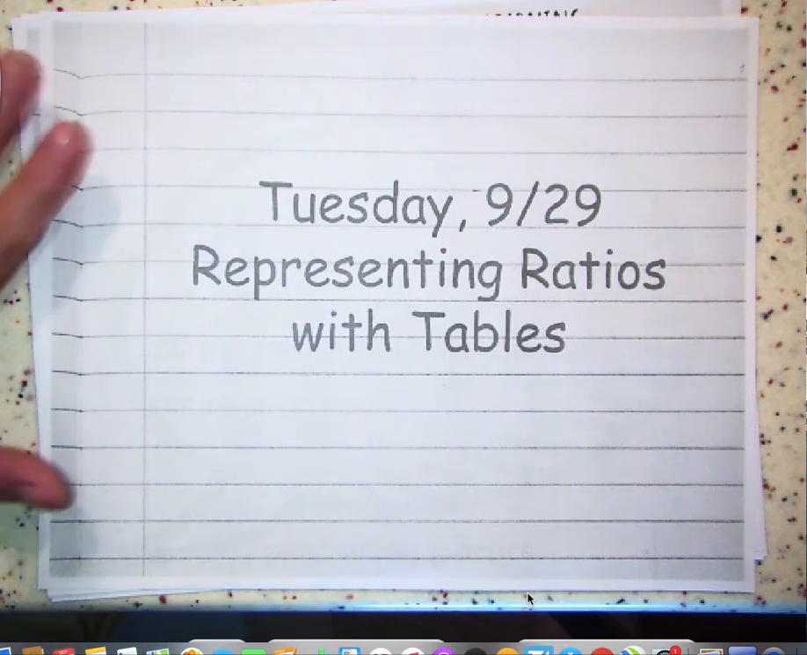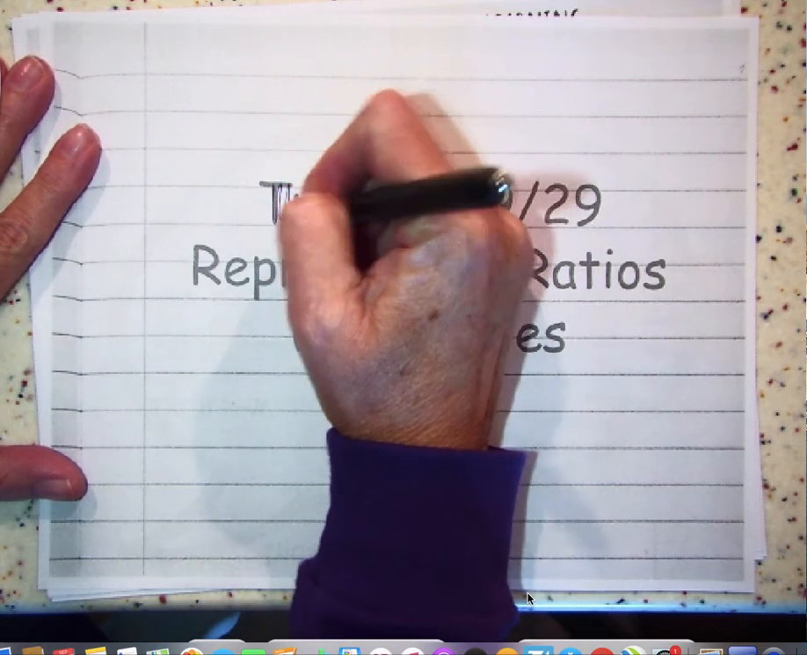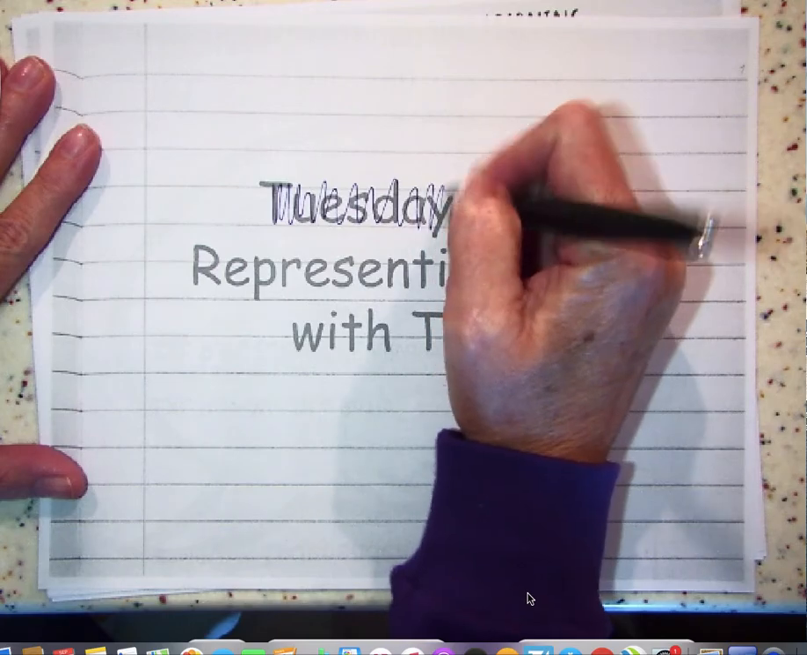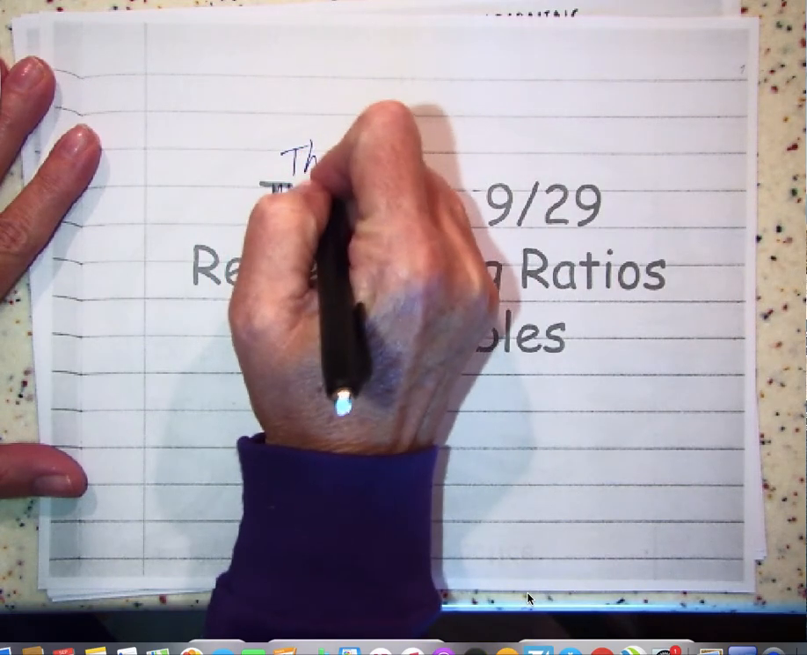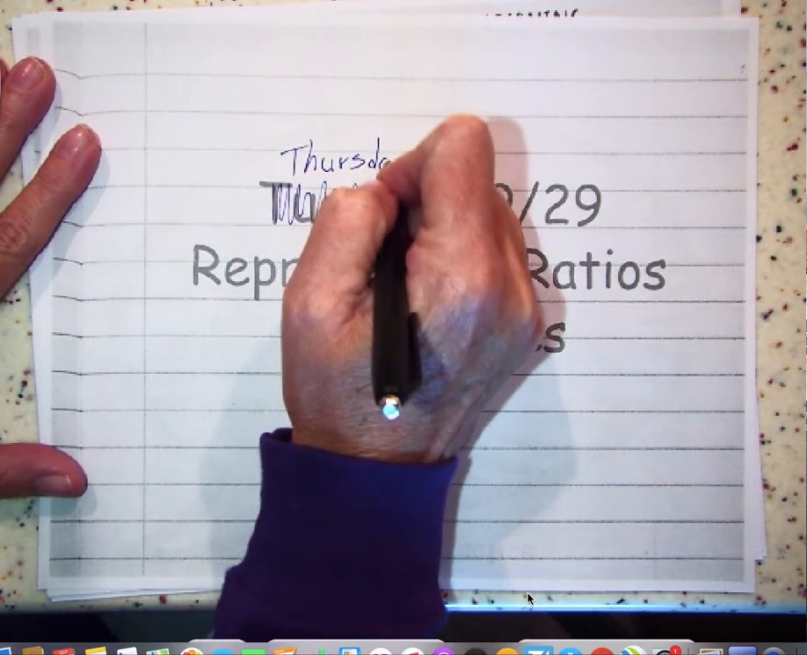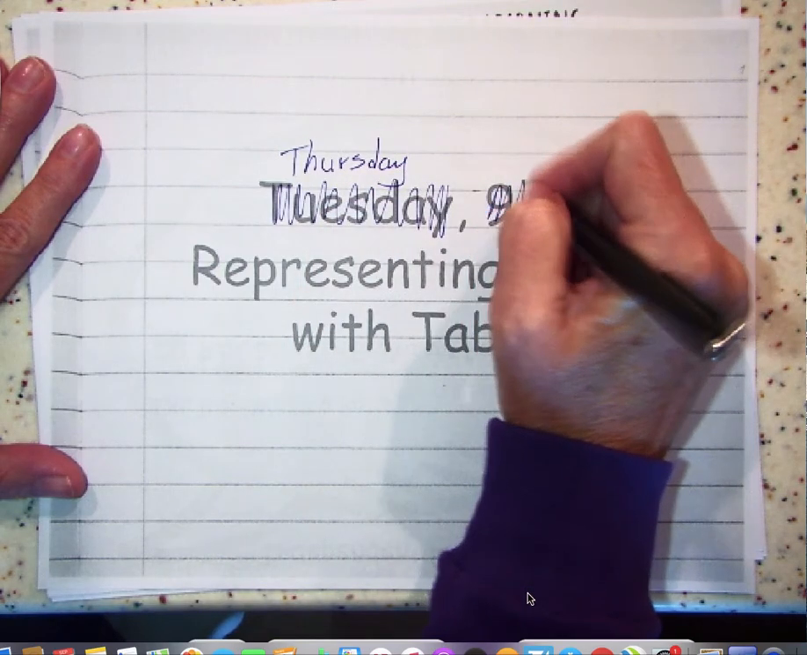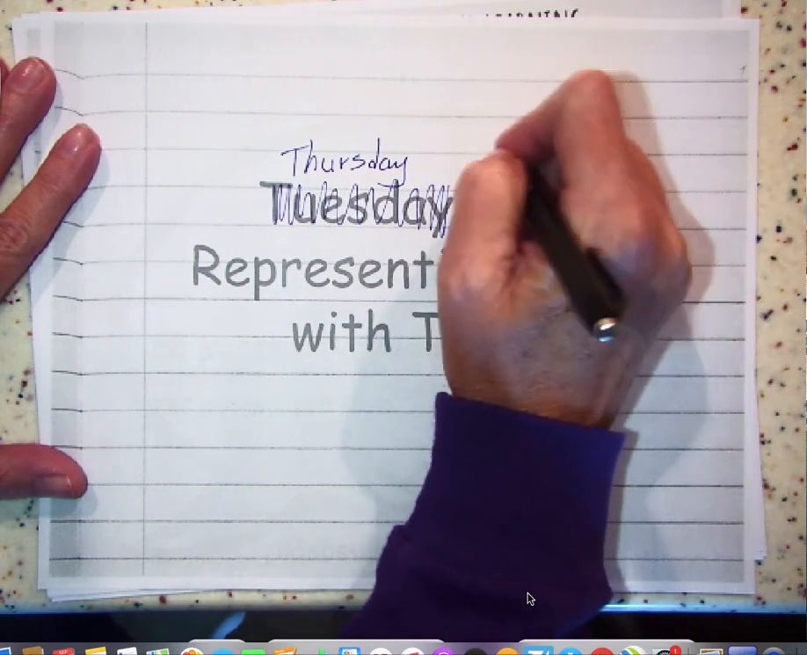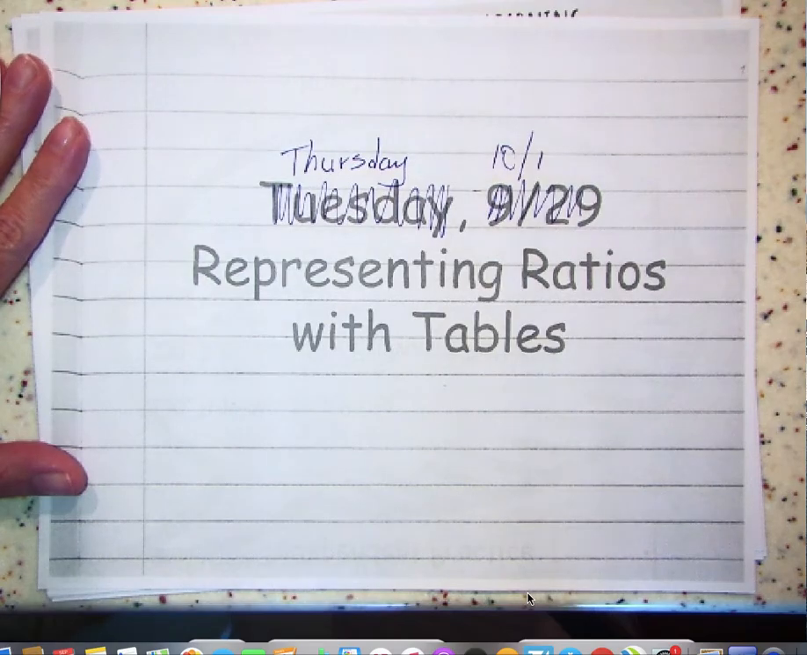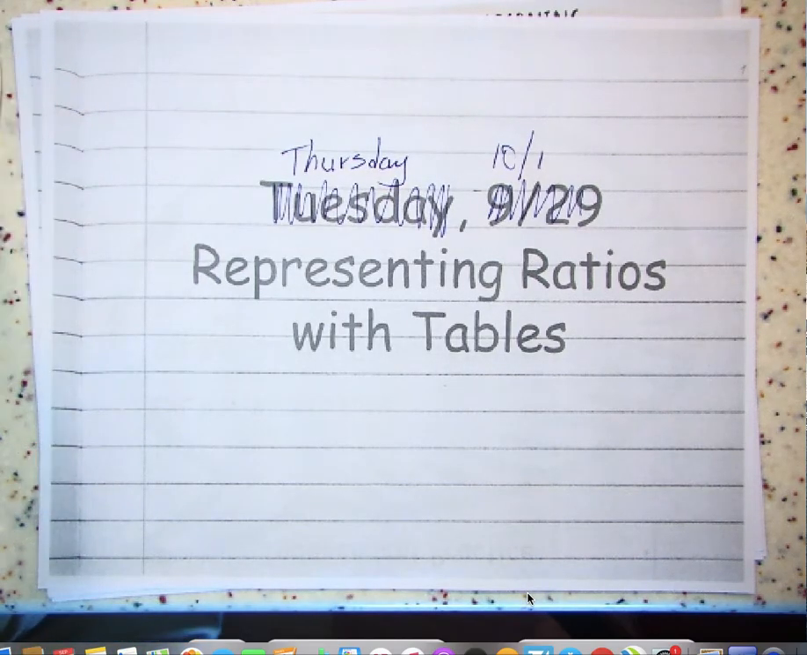Switched things up a little bit this week. So the first thing we want to do is make this Thursday, and it is October the 1st. And today we're going to look at representing ratios with tables. So if you'll go ahead and head up your notebook, that'd be great.